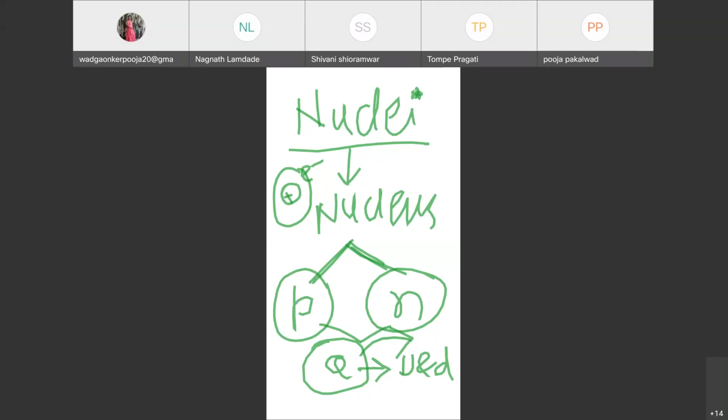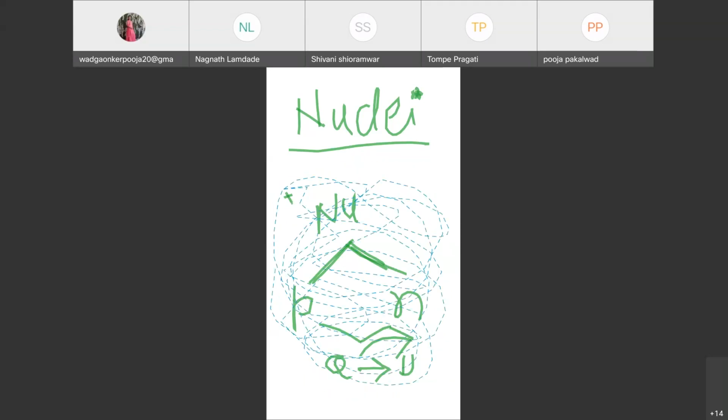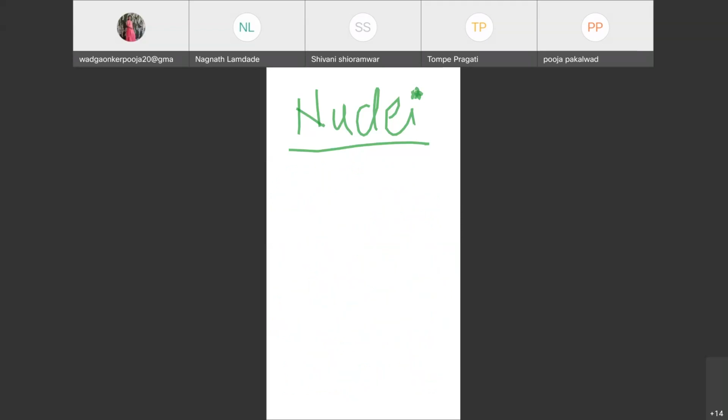Now I would like to turn to the point: what type of nuclei, as I told you just now. Can I rub this matter from this slide? Yes, ma'am. So nuclei means it is nothing but the combination of protons and the neutrons.